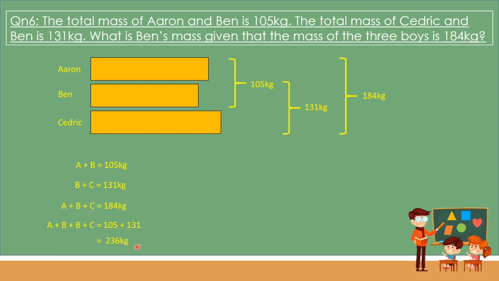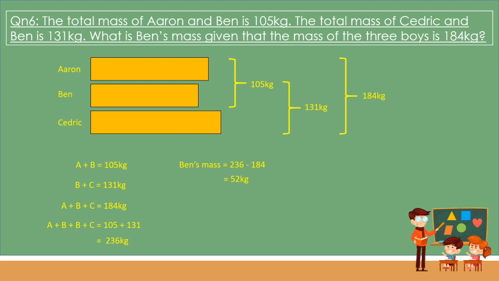So that means if I take 236 and I minus it by 184, I would get the weight of the extra B. And the extra B is actually Ben. And that is what the question is asking for. So Ben's mass equals 236 minus 184. And that gives me 52 kilograms. Okay? And that's how you do this question. I hope that was clear. And I hope you got it correct and you attempted it on your own as well.